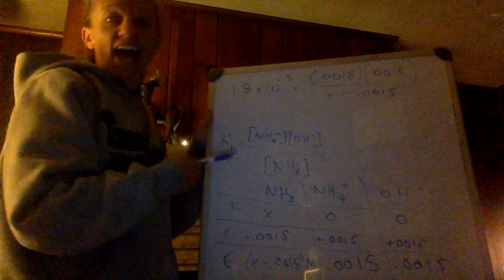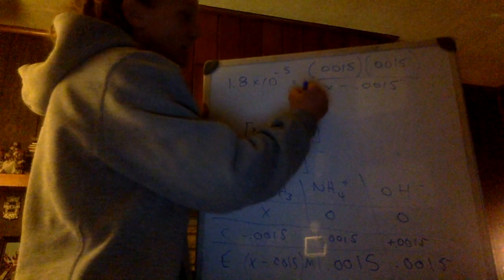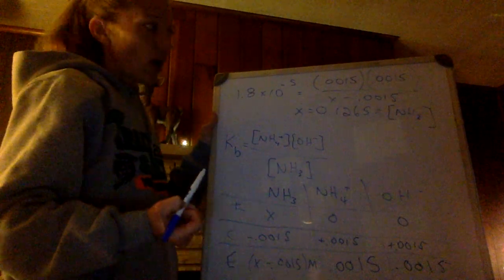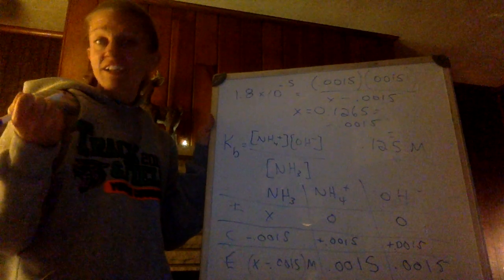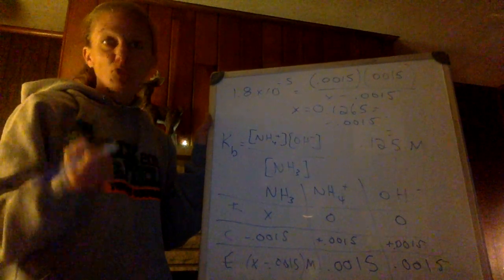If I solve for X from here, which I want you to try, but I'm not going to belabor that, I get 0.01265, and that's going to be my concentration of NH3. Almost, not quite. I still have to subtract, technically, 0.0015 from that to get 0.0125 molar NH3. This was a little different than we've been doing, so I will, like I said, put up another example for tomorrow also.